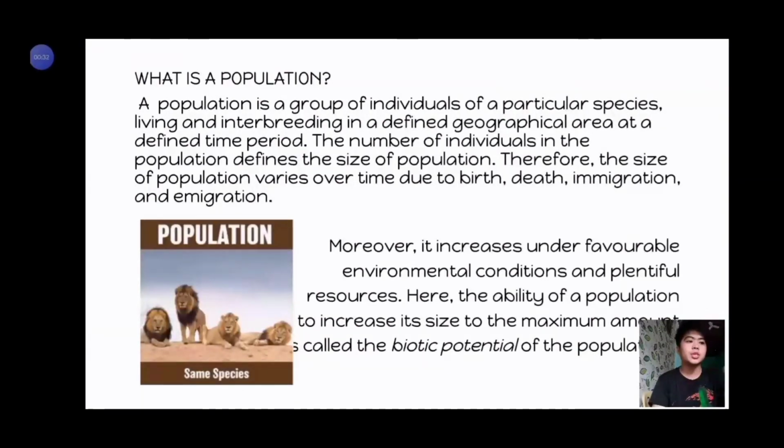Moreover, it increases under favorable environmental conditions and plentiful resources. Here, the ability of a population to increase its size to the maximum amount is called the biotic potential of the population. For example, a population is not as narrow as a specific pride of lions. Instead, it could be all of the lions that live within a certain region, such as a particular forest or preserve.